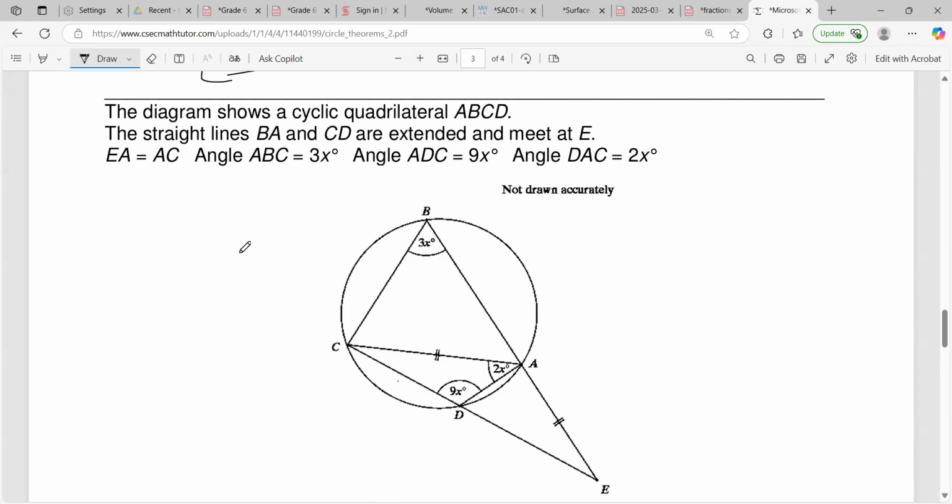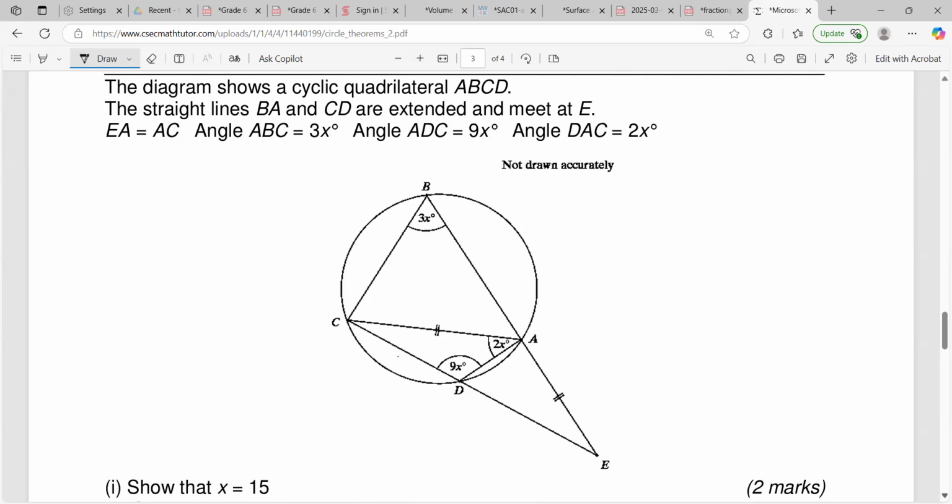But this is a very nice one. It says the diagram shows a cyclic quadrilateral. They actually told us, right? A, B, C, D. The straight lines BA and CD are extended and meet at E, which is this. And they say EA is equal to AC and angle ABC equals 3x, angle ADC is 9x and angle DAC is 2x, and it's not drawn accurately. So they give you all of that information and they show it. And they say show that x is equal to 15. Not bad. So try it, guys, and then we come back.